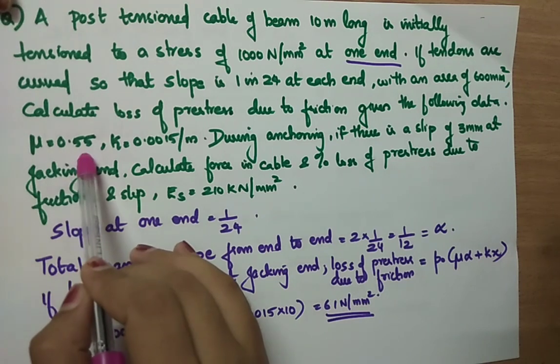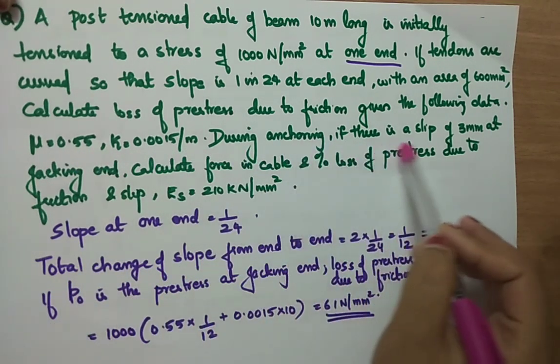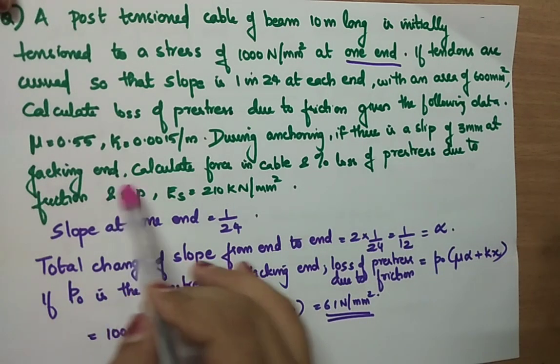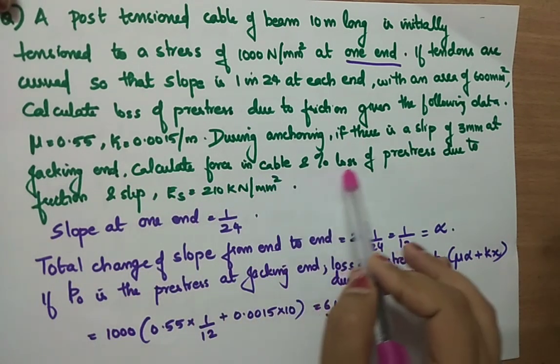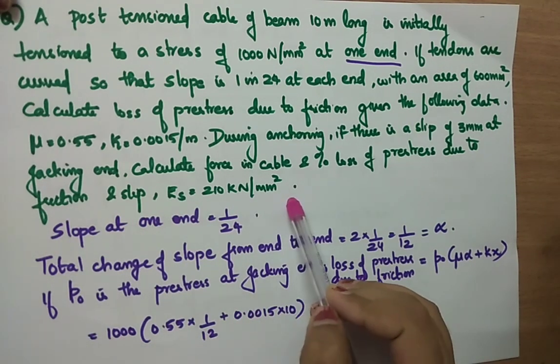Mu is 0.55, K is 0.0015 per meter. During anchoring, if there is a slip of 3 mm at the jacking end, calculate the force in cable and percentage loss of pre-stress due to friction and slip. ES is 210 kN per mm square.